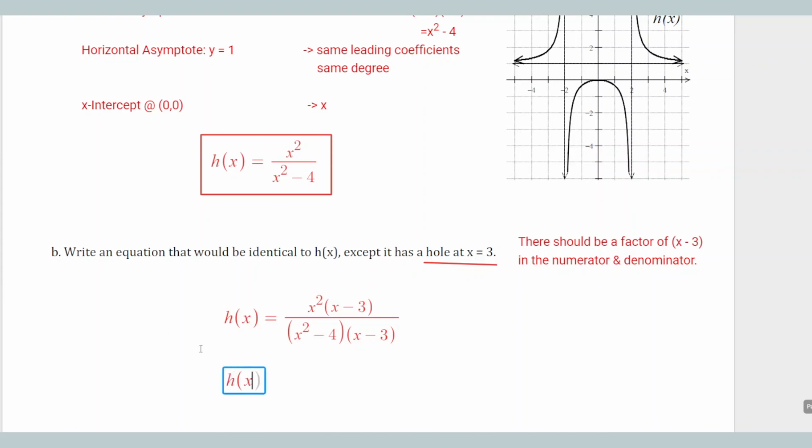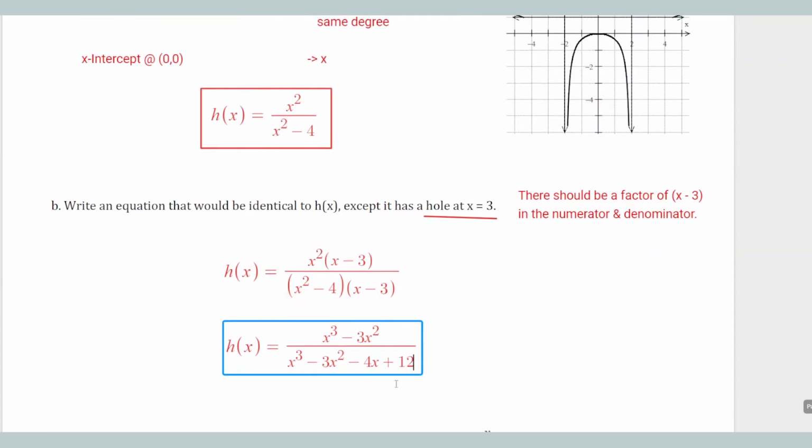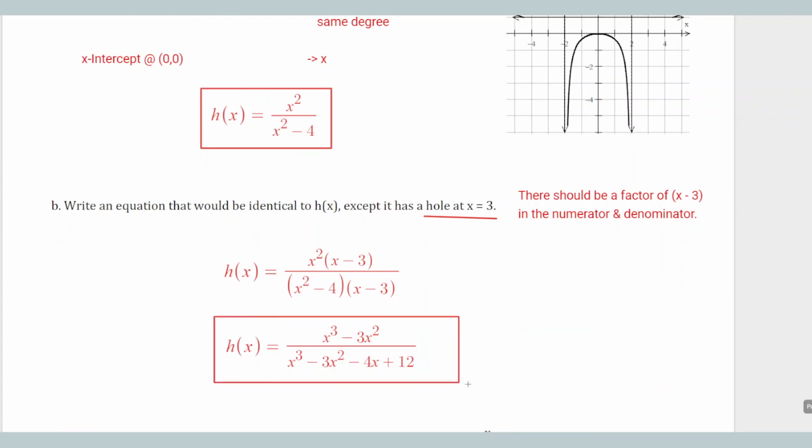If you happen to multiply it out, you would get x cubed minus 3x squared over, what would that be? x cubed minus 3x squared minus 4x plus 12. So this would be in factored form, I guess, except for this one right here. And this would be in standard form.